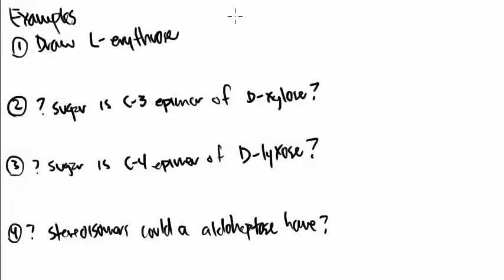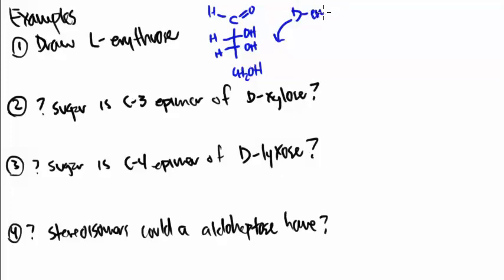So what's the structure of D-erythrose at least? L's not given, but we can at least do the D. Well, this is an aldose, so it's a C double bond OH at the top, and then we have a CH2OH at the bottom, and erythrose has the OH groups on the same side of the molecule. So this is D-erythrose.